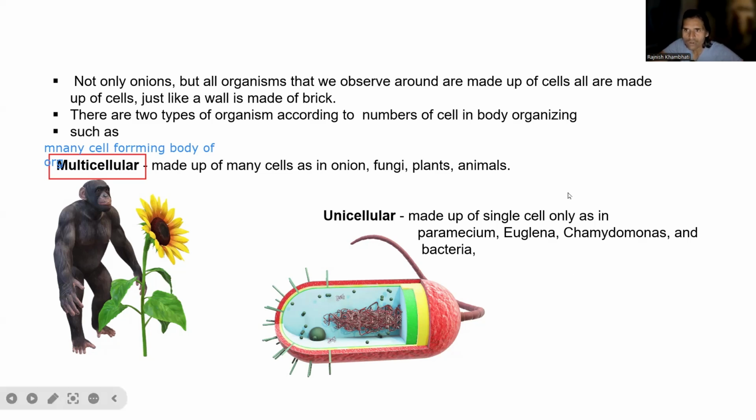Now, there is one more type which is called unicellular. Uni means single. That means their body is made up of a single, one cell only. Means there is one cell and that one cell is the whole organism. For example, Paramecium, Euglena, Chlamydomonas, and bacteria. These are the examples of unicellular organisms.